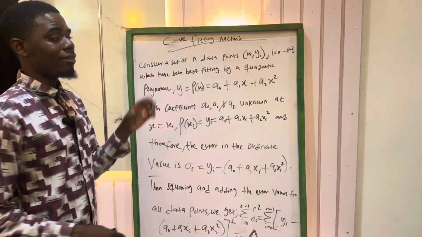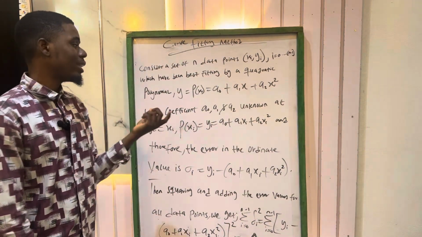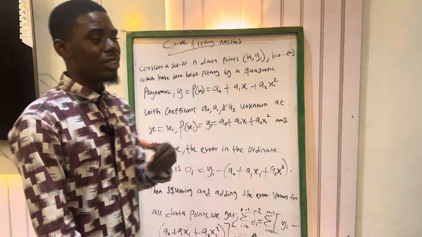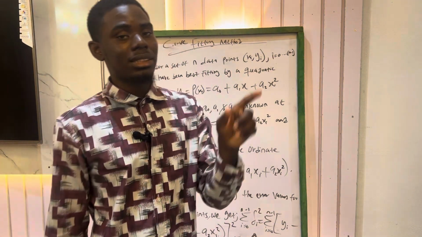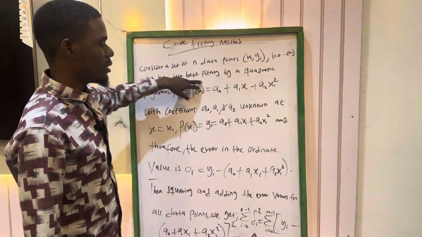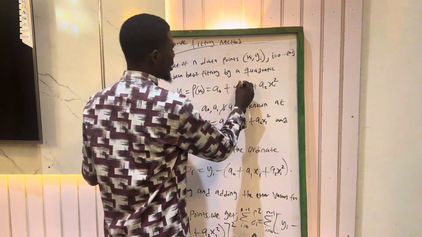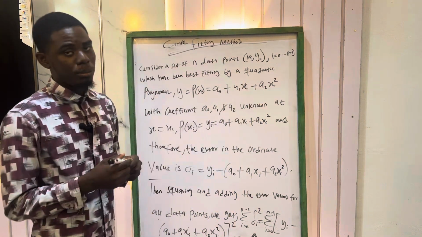The caveat with this method is that it is a curve fitting method. So we're trying to find the best fit. It might not give you the exact answer, but it's going to give you the closest answer to the original answer. You can say that the data has been best fitted by a quadratic polynomial, which means that it's just the best fit. It is not the actual fit, but it's the best fit.